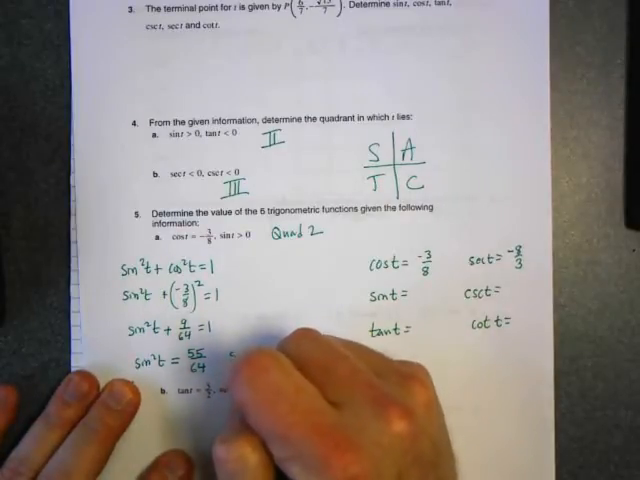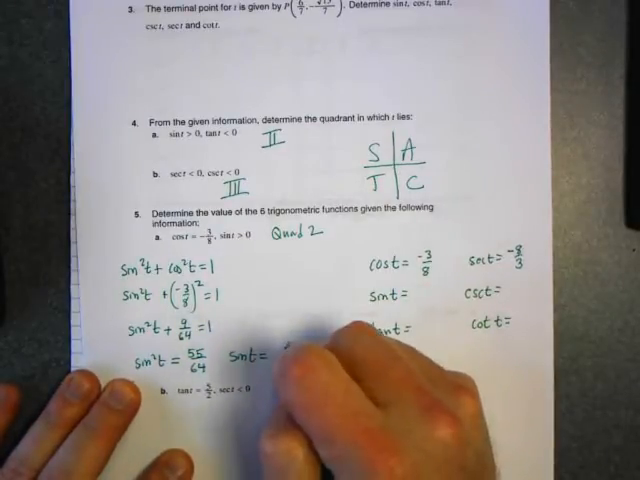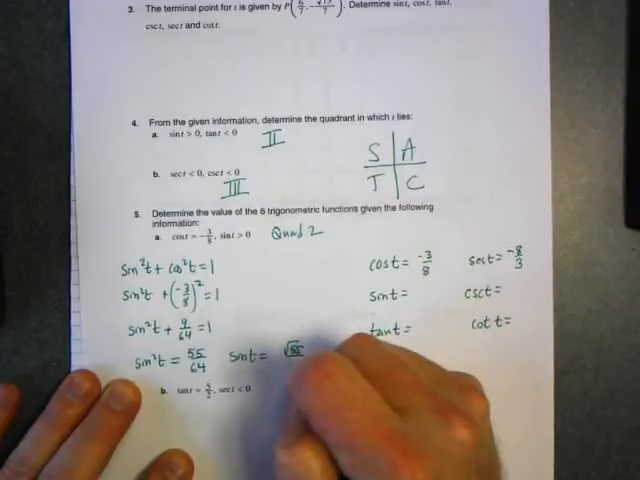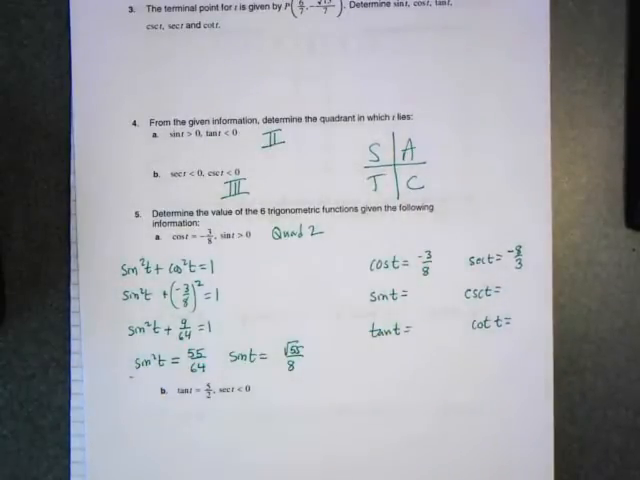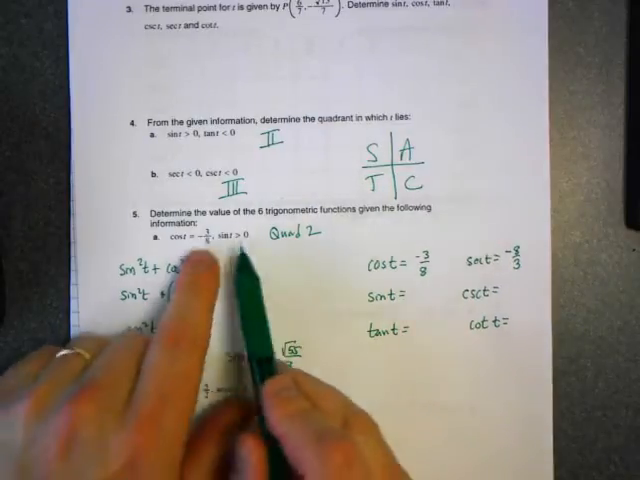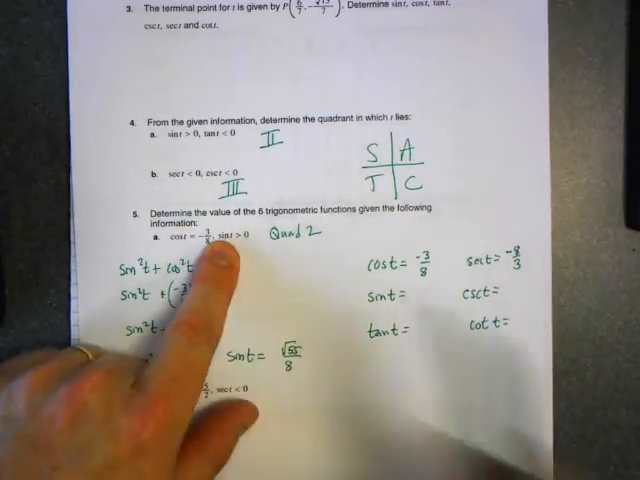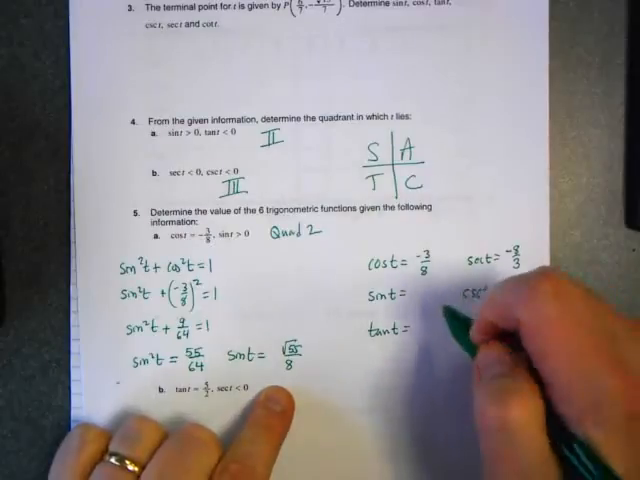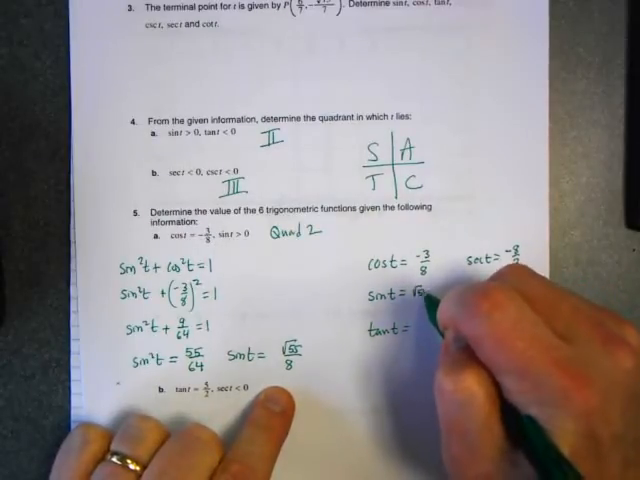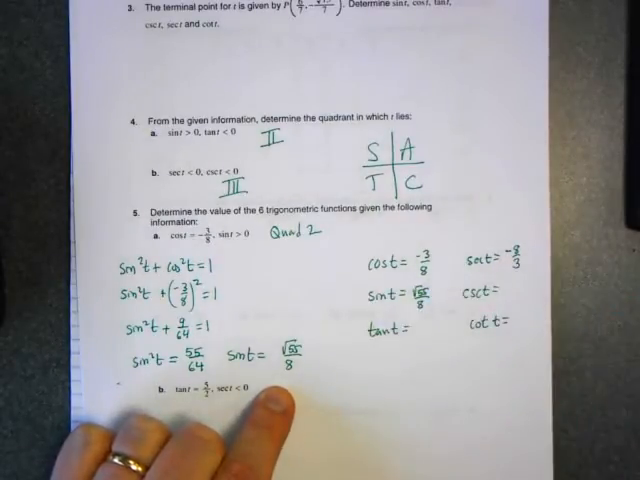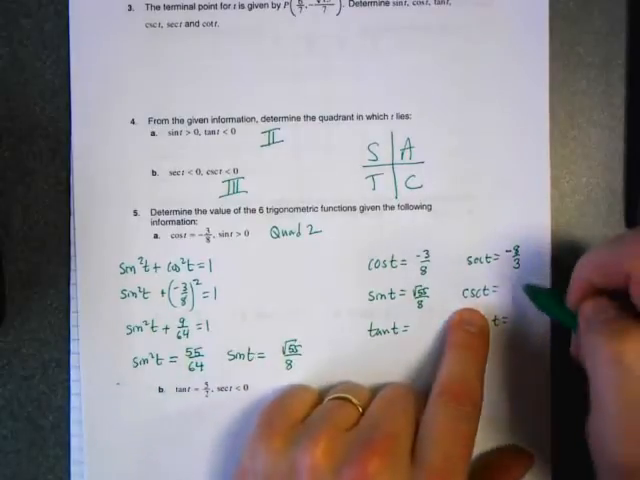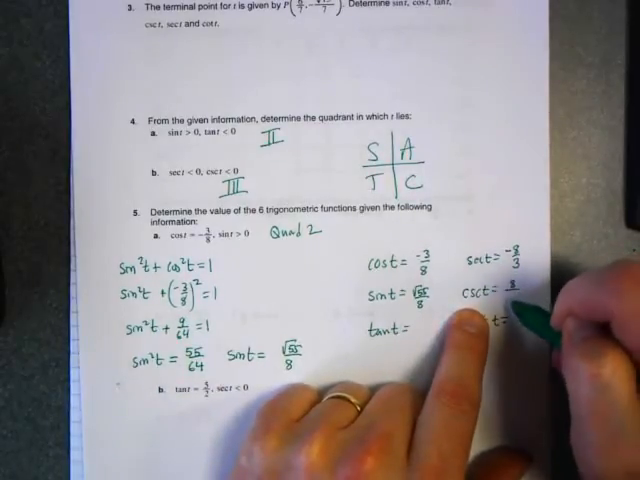Sine t is square root of 55 over 8. Do I want the positive square root or the negative square root? Positive, because we decided we were in quadrant 2, and it said right from the beginning, sine is a positive number. So we want the positive square root. So that's going to be square root of 55 over 8, which means cosecant is 8 over square root of 55.